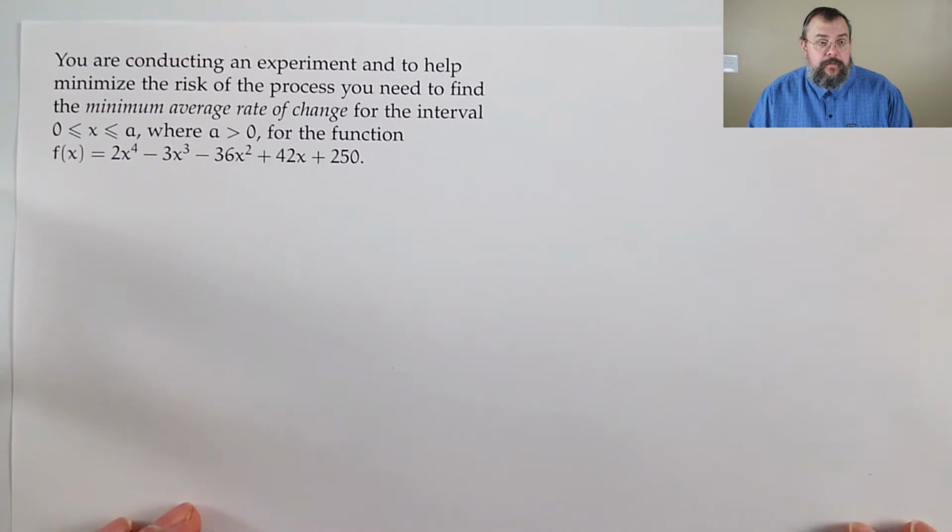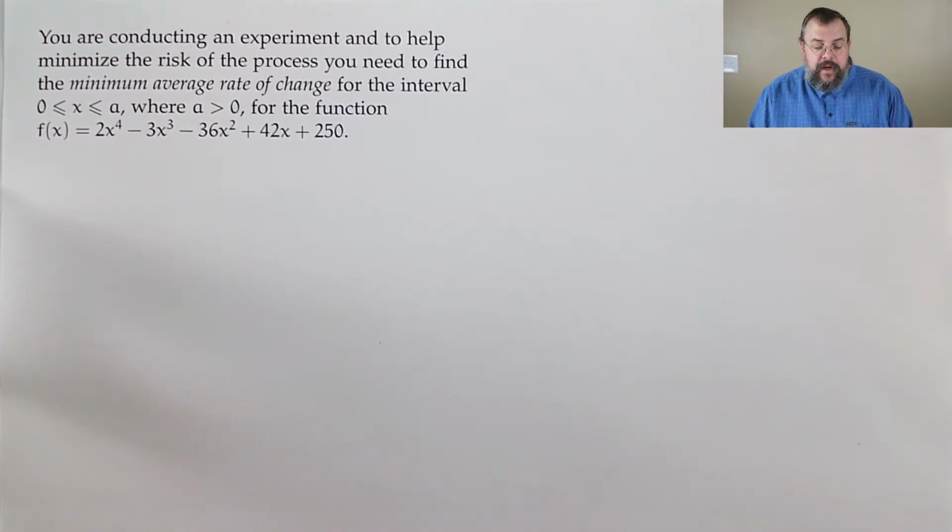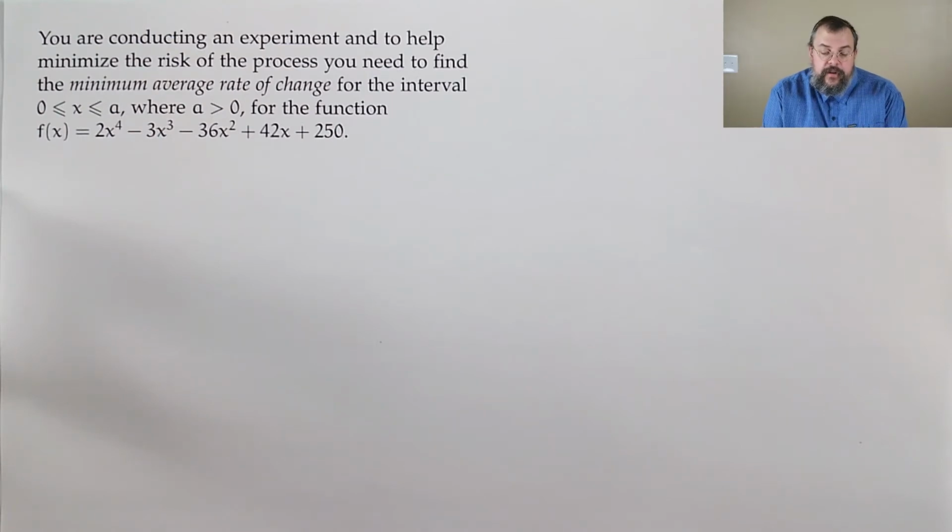All right. Another problem. You're conducting an experiment, and to help minimize the risk of the process, you need to find the minimum average rate of change for the interval 0 less than or equal to x less than or equal to a, where a is positive, for the function f of x, which is 2x to the fourth minus 3x cubed minus 36x squared plus 42x plus 250. Like, wow, that's a lot.